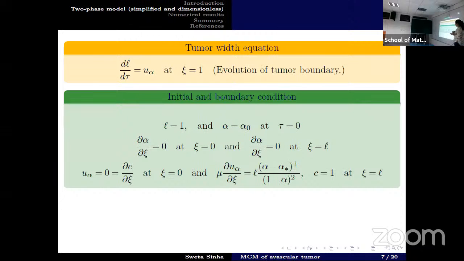Then we have assumed that there is a continuity of stress at the boundary. So the velocity at the boundary is defined by this term. And we have assumed that the nutrient concentration at the boundary is constant, that is given by C is equal to 1.